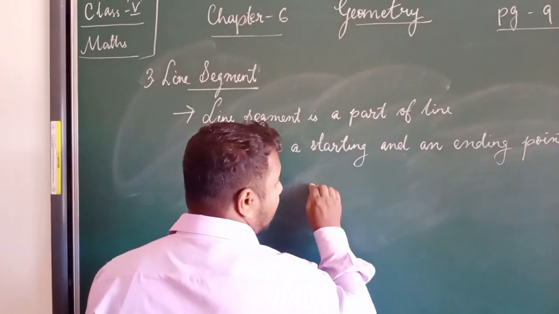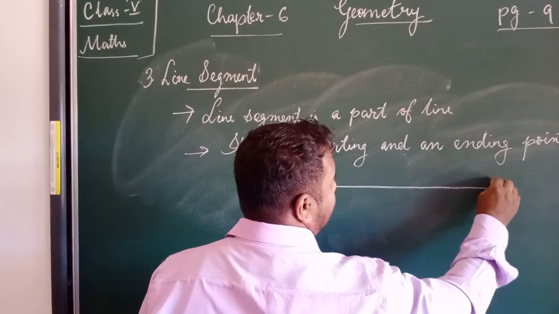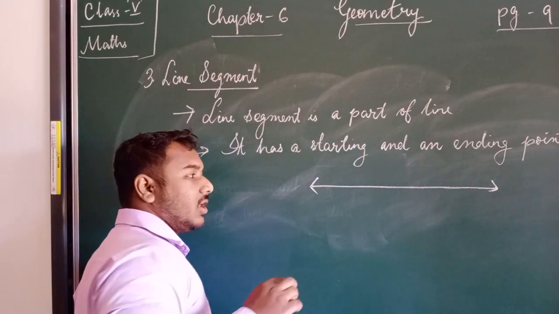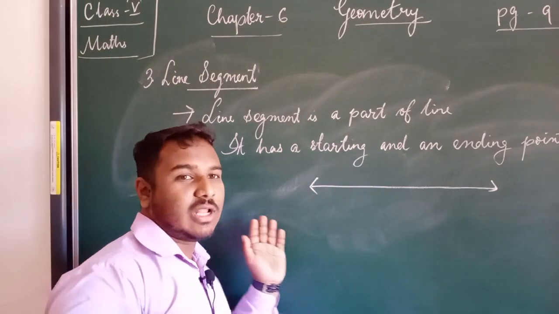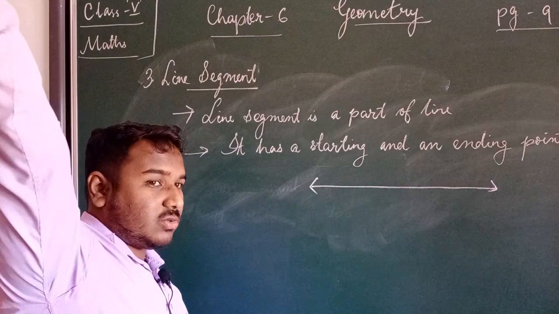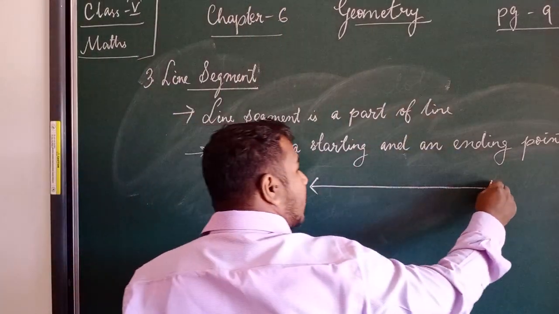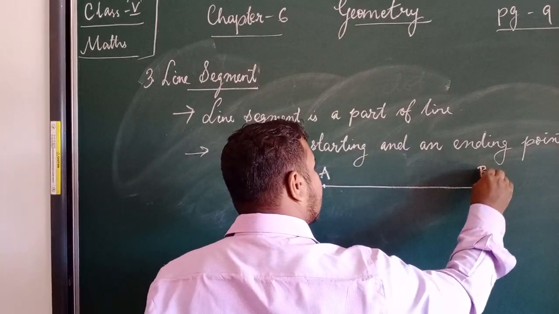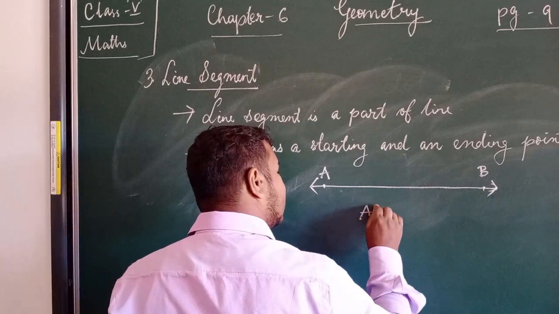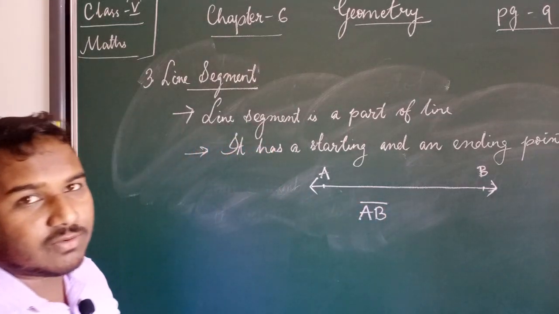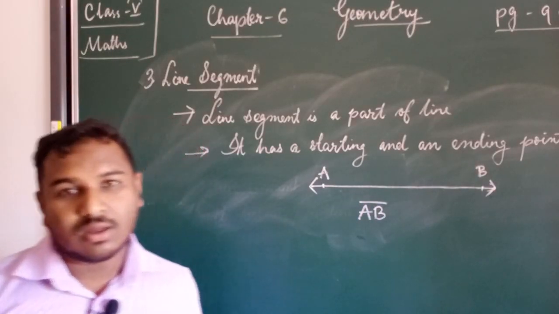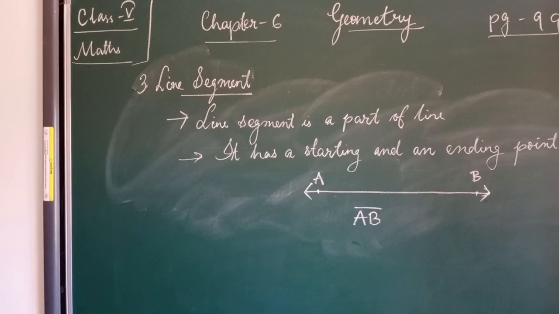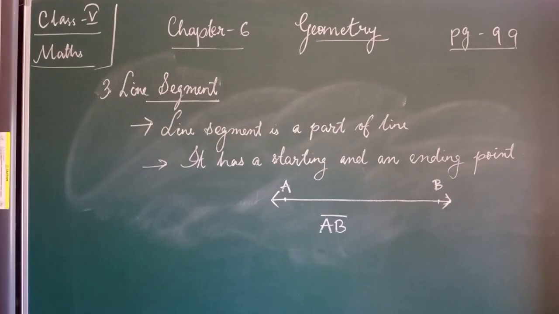How? If we will take a line segment like this, suppose this is a line, okay? Arrow mark means it represents a longer line. It can go from here and from there also. So if we will take its two ending points, suppose this is one point A, this is another point B, then AB is your line segment. How we will write AB, then upside we will do a bar. So AB is a line segment. Clear all of you?